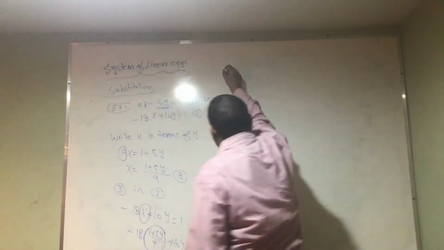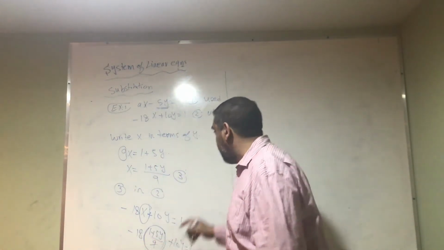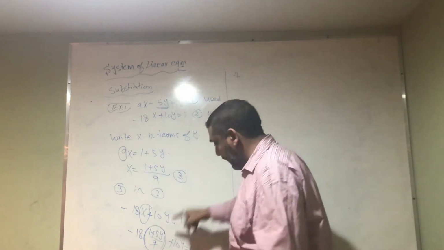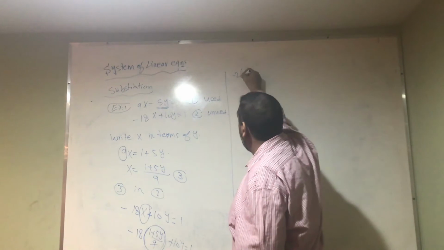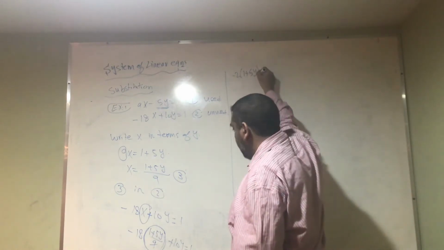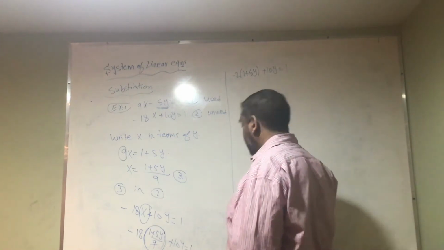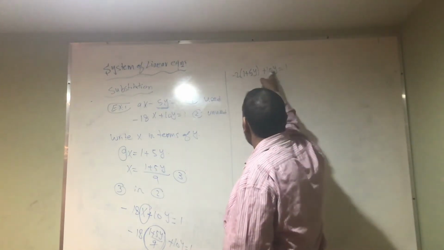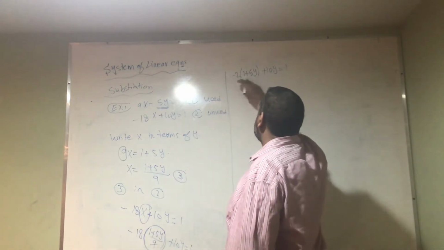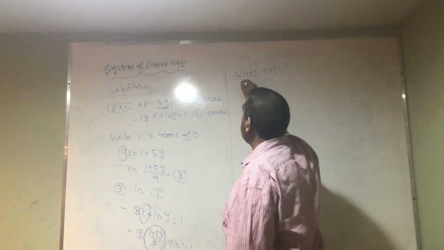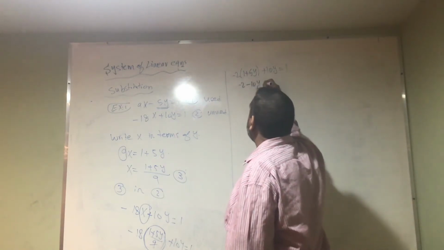How to simplify? Look, you have 9 here, which cancels with negative 18, so you get minus 2. If I divide minus 18 by 9, you get minus 2. And here 1 plus 5y, and here plus 10y equal 1. Simplify this: negative 2 multiplied by 1 gives negative 2, and negative 2 multiplied by 5 gives minus 10y.